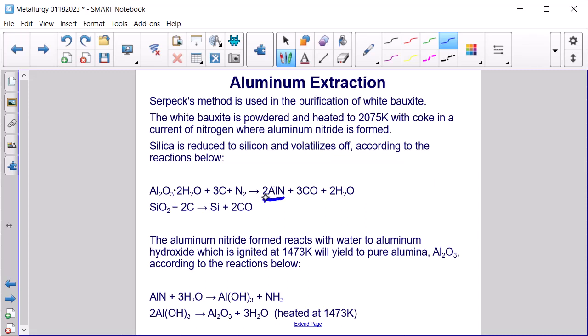Silica is reduced to silicon and volatilizes off according to the reactions below. So here's the silicon. The aluminum nitride formed reacts with water to form aluminum hydroxide, which you can see right here, which is ignited at 1473 Kelvin and will yield pure alumina, Al2O3, in the second reaction shown.